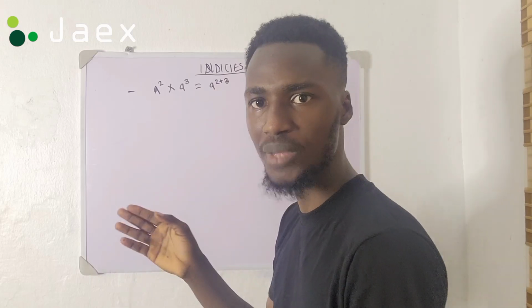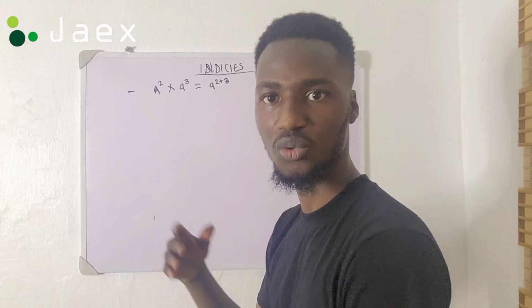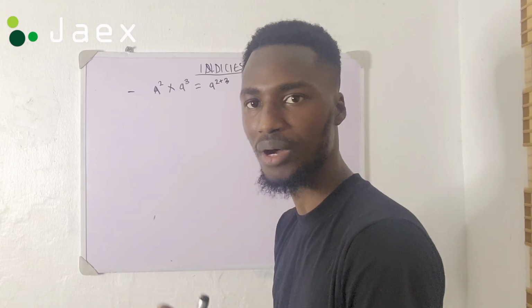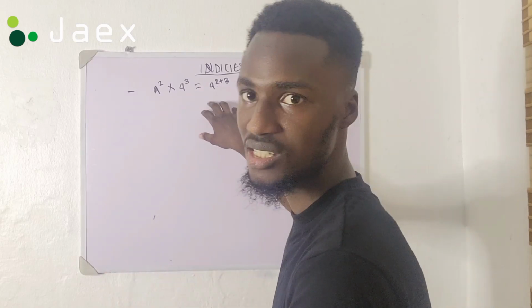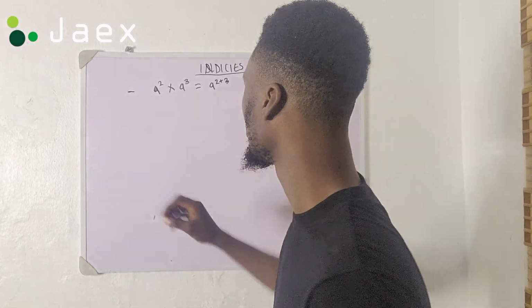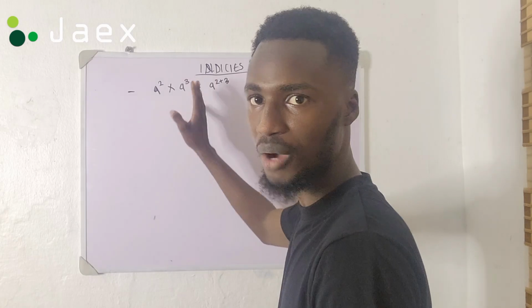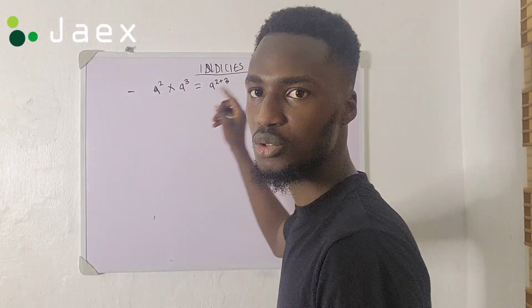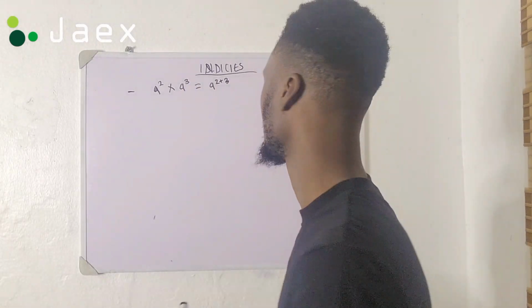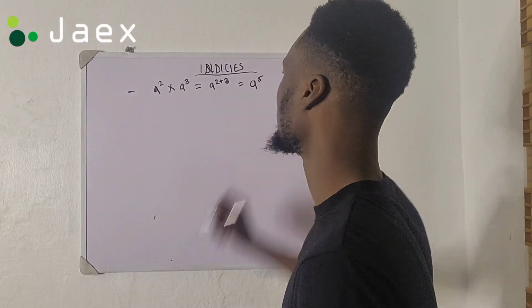So in your polynomials, simultaneous equation, quadratic equation, where you have to deal with powers, you need to understand indices to be able to work with them. Now, the first law: anytime you have 2 the same numbers with different power, when multiplying, you add both power together. So this will give you a raised to the power 5.